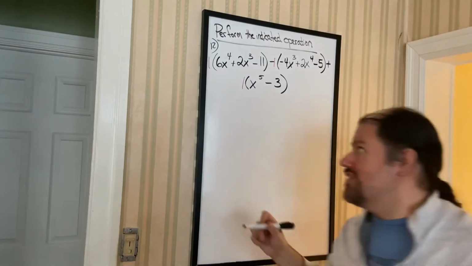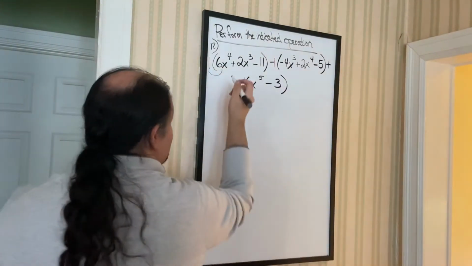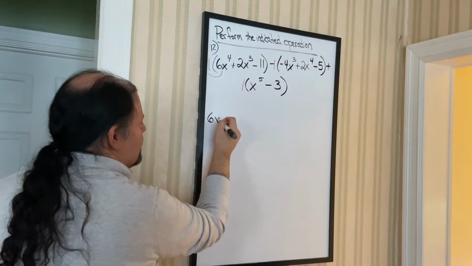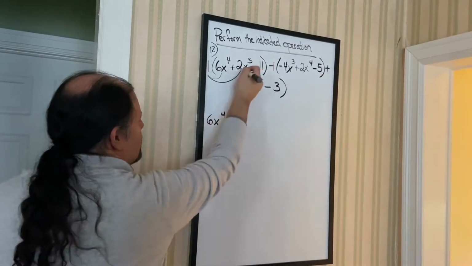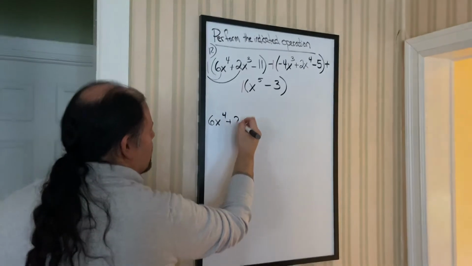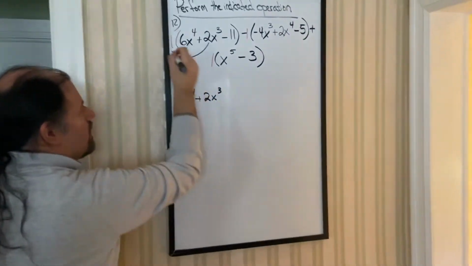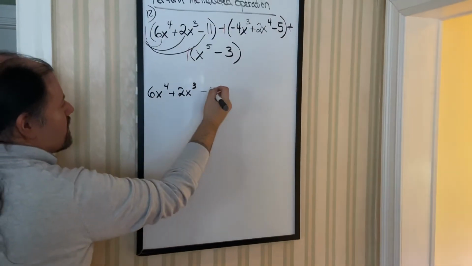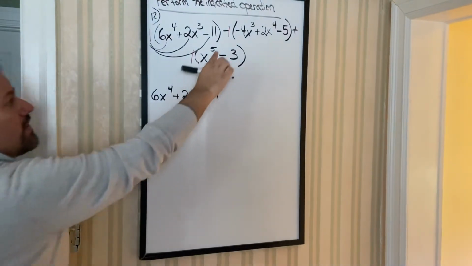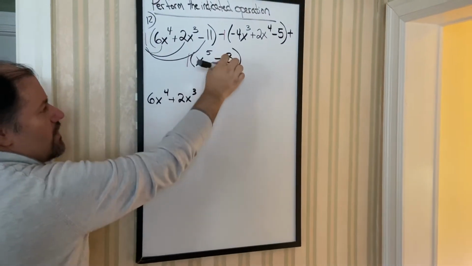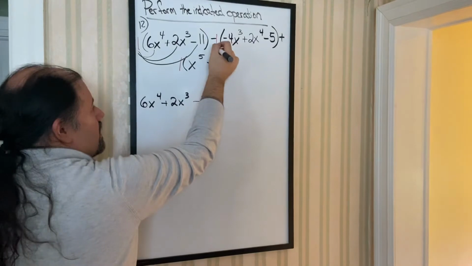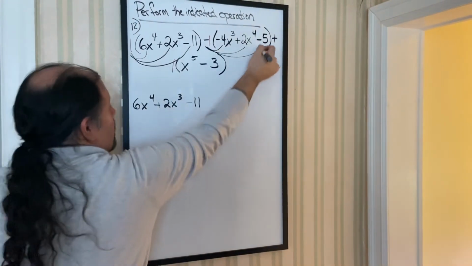So when I distribute, notice 1 times 6x to the 4th is going to still be 6x to the 4th. 1 times 2x to the 3rd. And 1 times negative 11 is still negative 11. But notice this guy has a negative 1. So when I distribute here, notice all the signs are going to flip.